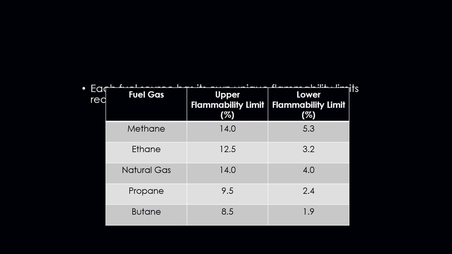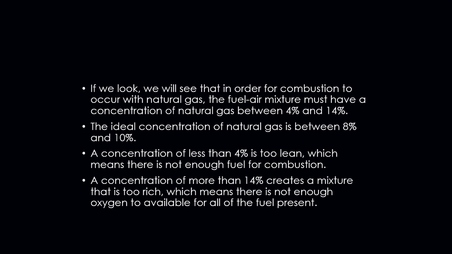Let's take a look at methane here. Methane has a 14% upper flammability limit and a lower flammability limit of about 5.3. But if you look at propane, propane has about 9.5 upper flammability and 2.4 lower flammability. So if we look at those two, you can see that in order for combustion to actually occur with natural gas, the fuel-air mixture must have a concentration of natural gas between 4 and 14%. The ideal concentration, though, for natural gas is anywhere between 8 and 10%.